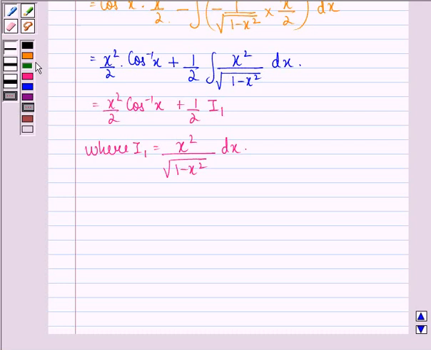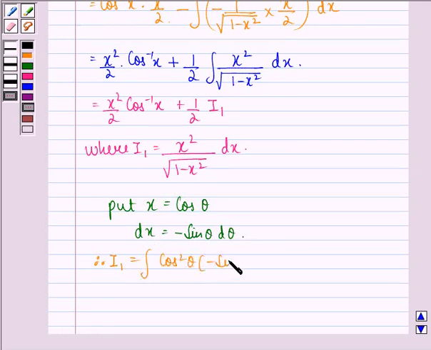Now we put x equal to cos theta. So dx will be equal to minus sine theta d theta. Therefore I1 will be equal to the integral of cos square theta into minus sine theta divided by square root of 1 minus x square, that is 1 minus cos square theta, d theta.